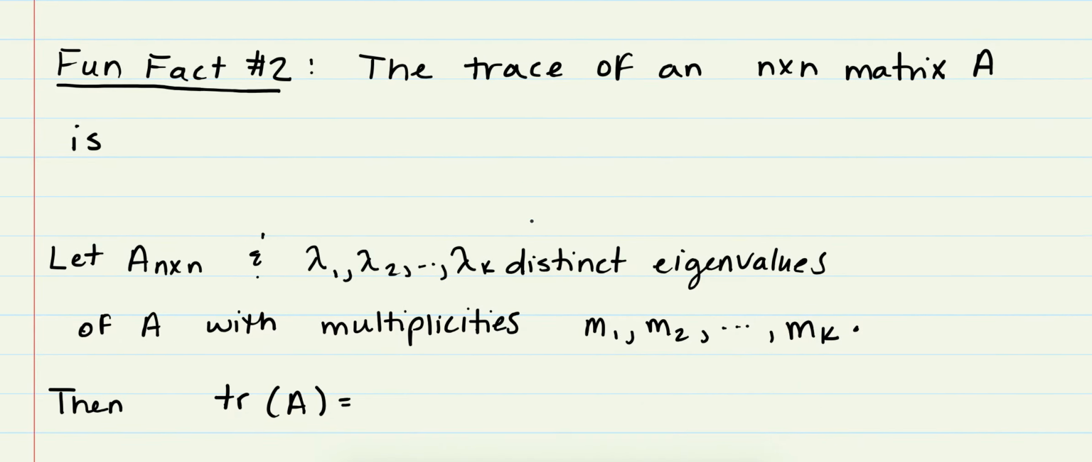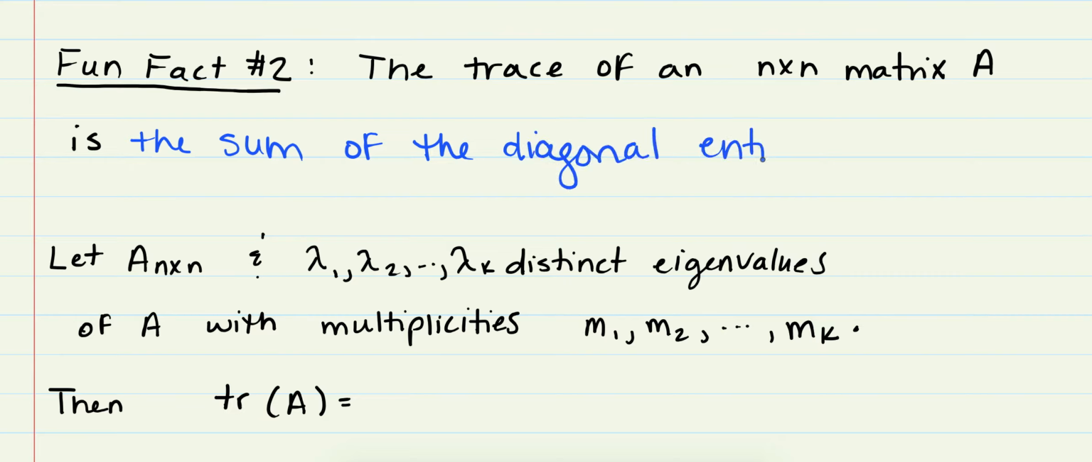I mentioned that there was a property involving the trace of a matrix. I don't think we've talked about trace before in this class, so we're going to define it right now. The trace of an n by n matrix A, so this only works for square matrices, is just the sum of the diagonal entries. So whatever's on the diagonal, you just add them together, and that's the trace.